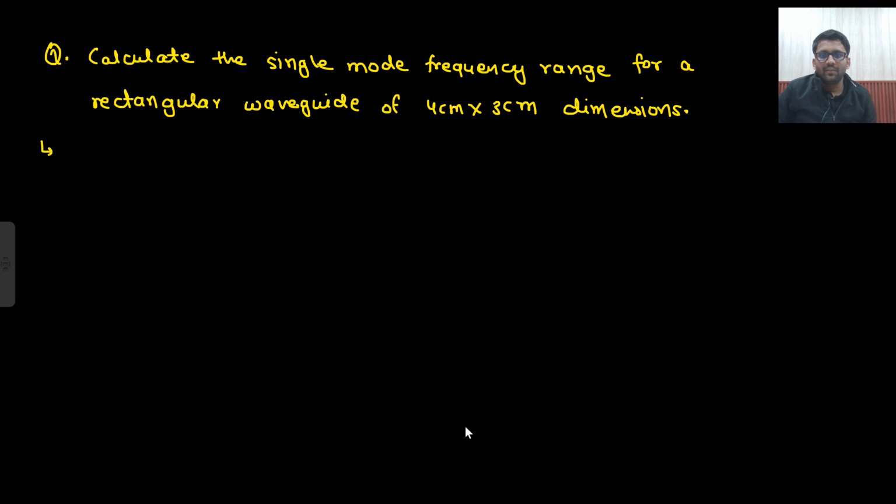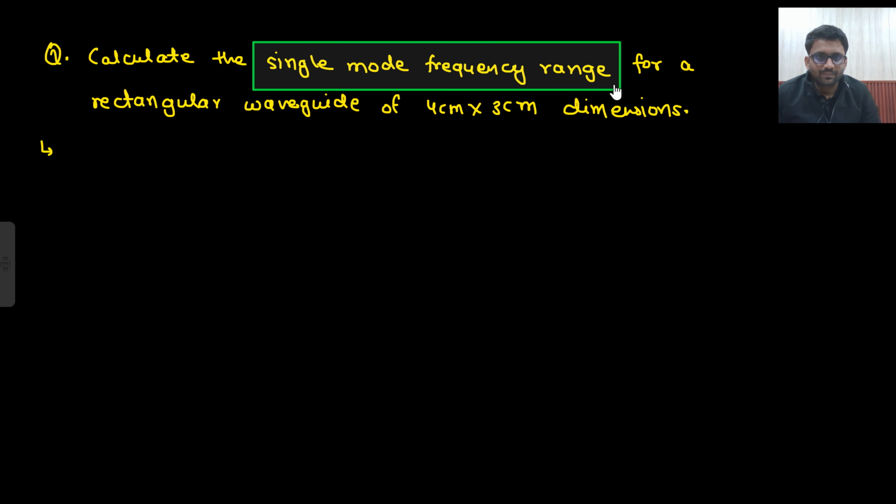Calculate the single mode frequency range for a rectangular waveguide of 4 centimeter into 3 centimeter dimension. Yeah, this is something new. Single mode frequency range. So let me tell you what this single mode frequency range is. Now A value is 4 centimeter and B value is 3 centimeter.